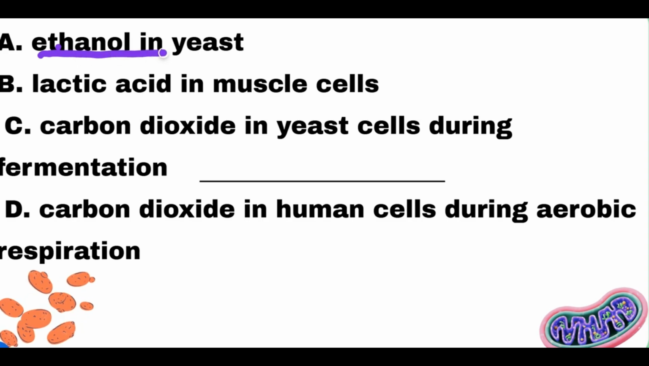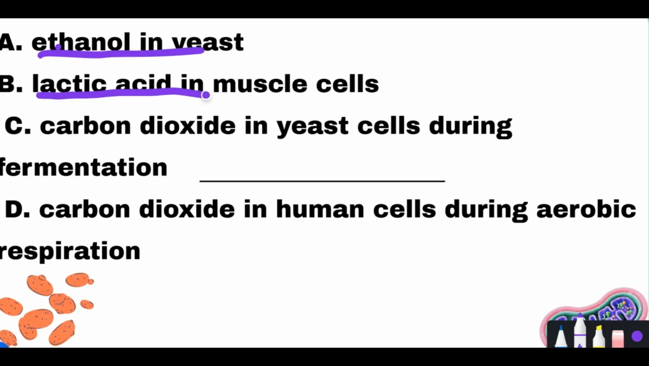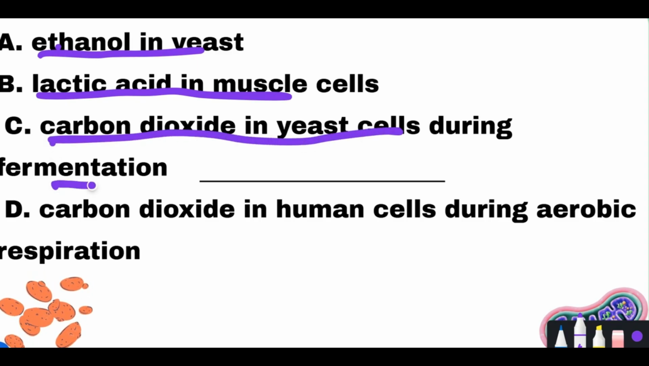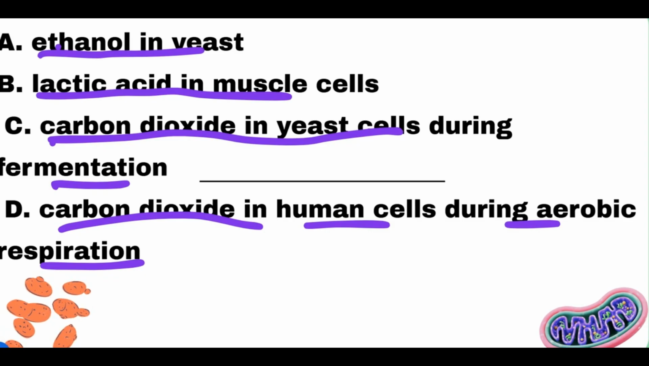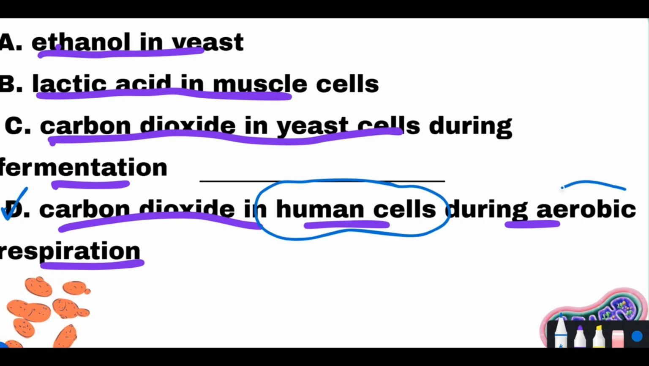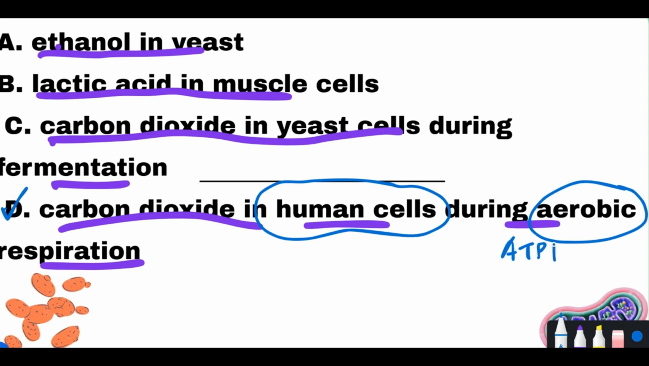Option A, ethanol in yeast. Option B, lactic acid in muscle cells. Option C, carbon dioxide in yeast cells during fermentation. Option D, carbon dioxide in human cells during aerobic respiration. So what will be the answer? The answer will be D, carbon dioxide in human cells during aerobic respiration, because the amount of ATP produced will be more in this case.